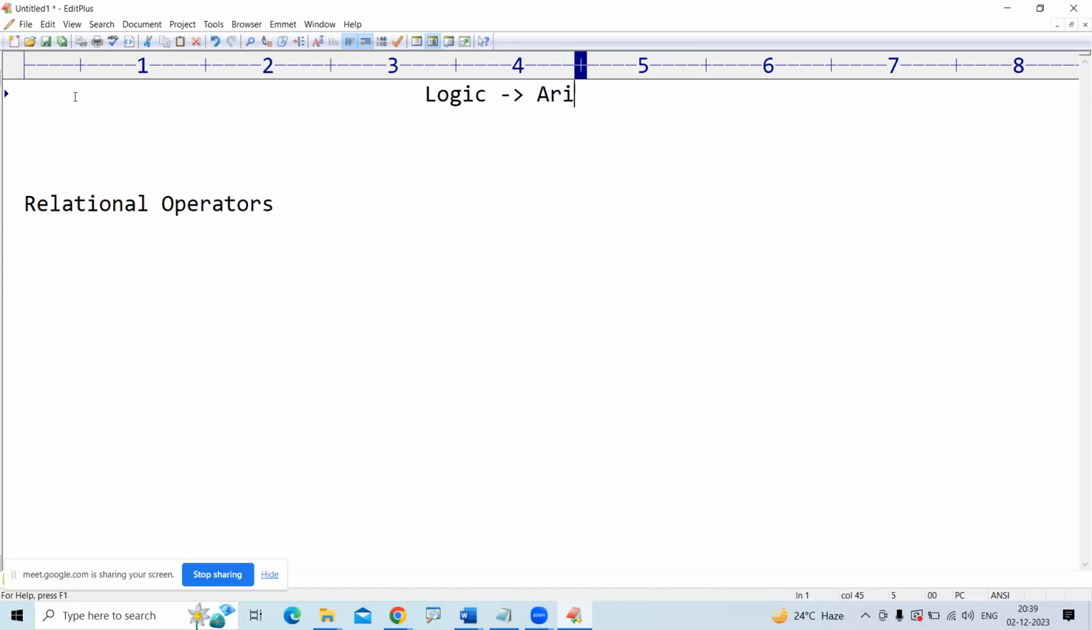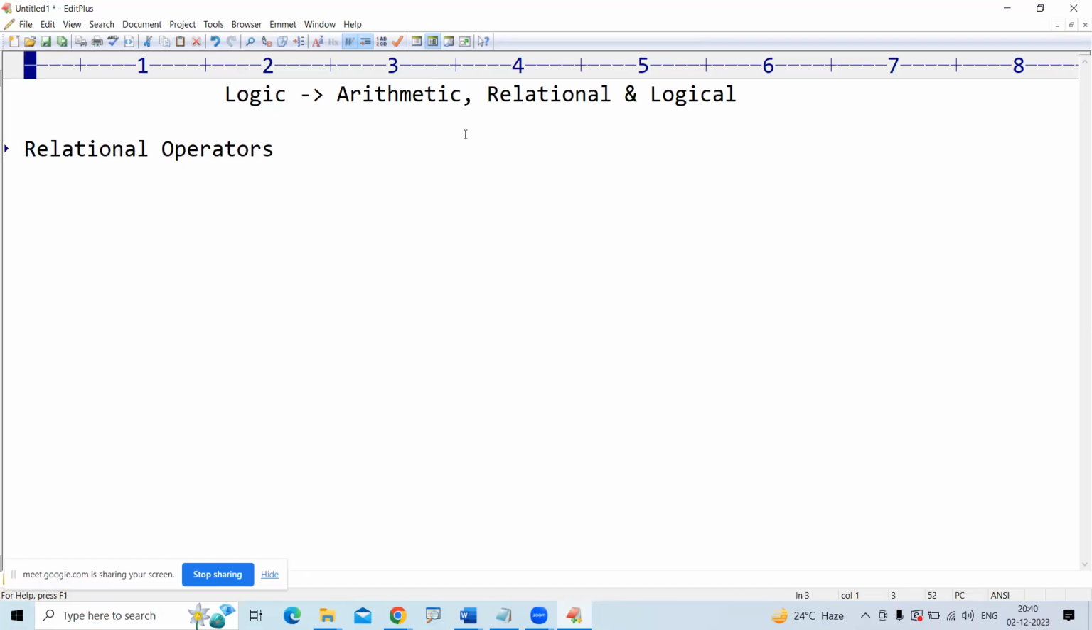One is arithmetic, which we know already. The second one is relational, and the third one is logical operators. Every logic depends on these three operators only: arithmetic operators, relational operators, and logical operators. As we know arithmetic operators, today we are going to discuss relational operators.